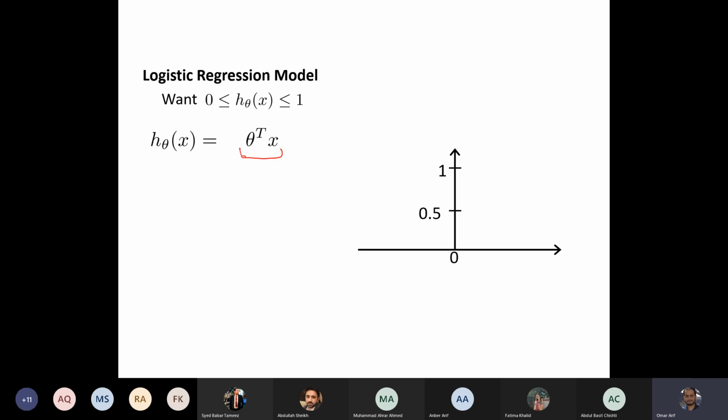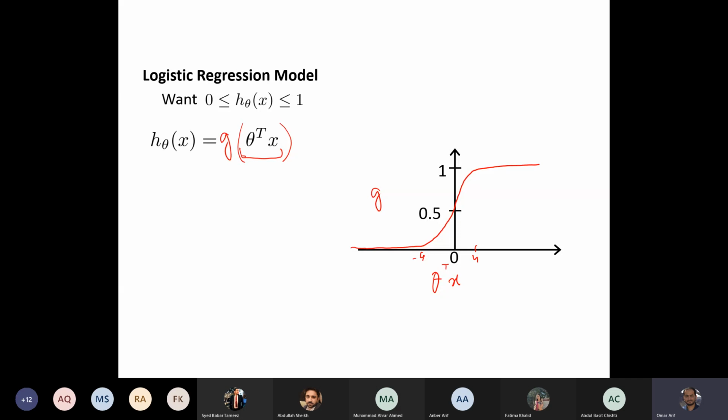But what we will do is wrap this up in another function, the sigmoid, which we are calling the g function, which is going to output values between 0 and 1. So, for example, if this is the input to the function g, then this function g is going to output values like this.